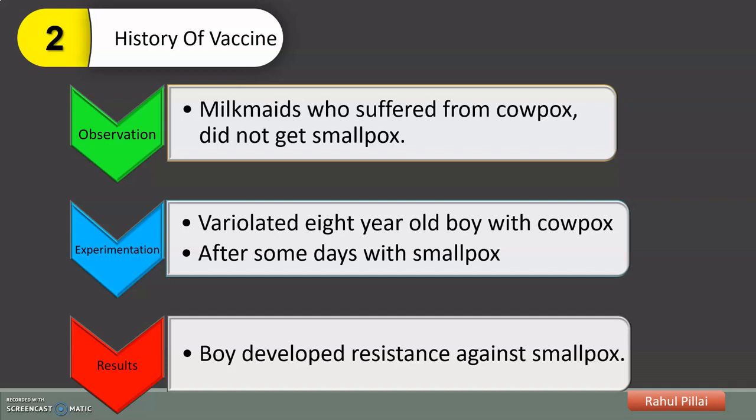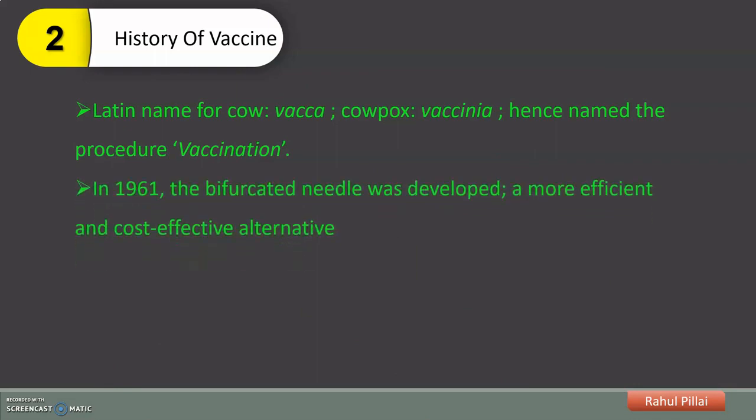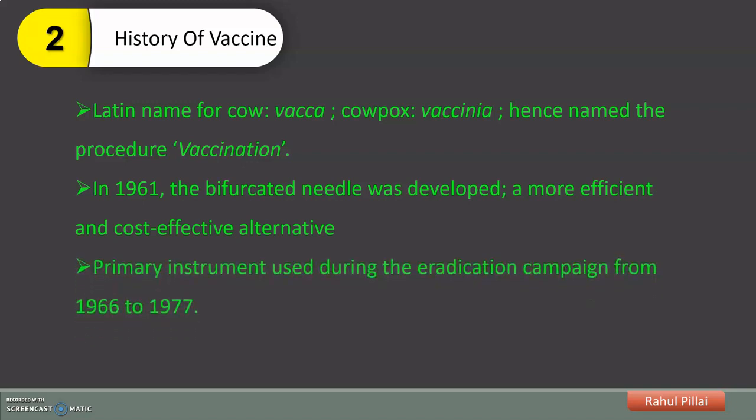This method turned out to be highly effective and was subsequently practiced in different kingdoms and countries across the world. The Latin term for cow is vacca and cowpox is vaccinia. Hence, he named the procedure as vaccination. In the year 1961, the bifurcated needle was developed as a more efficient and cost-effective alternative. This was the primary instrument which was used during the eradication campaign from the year 1966 to 1977.